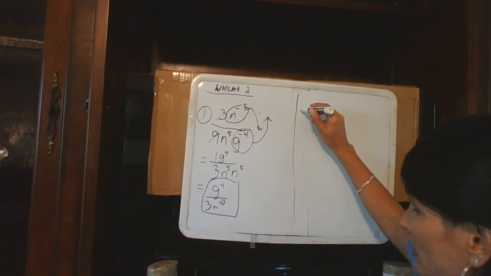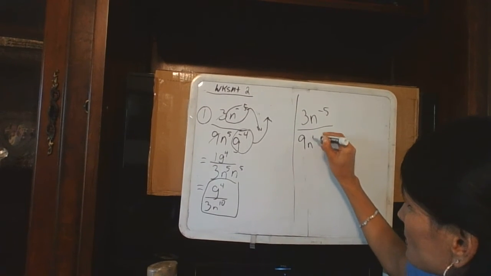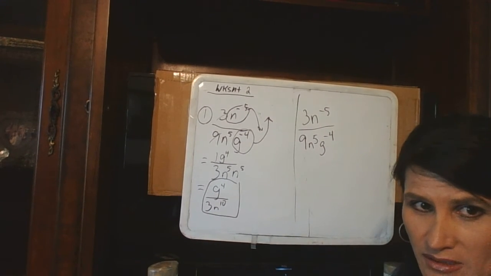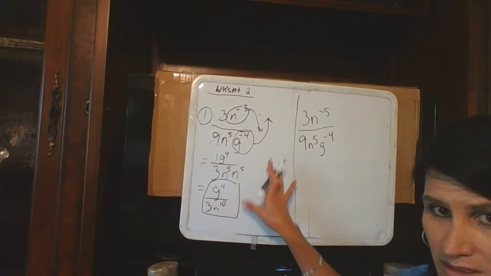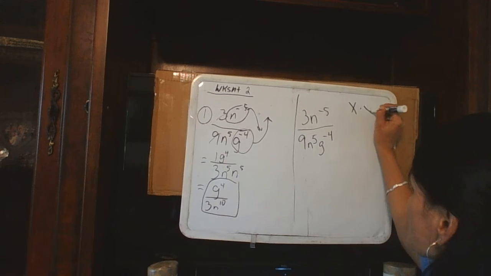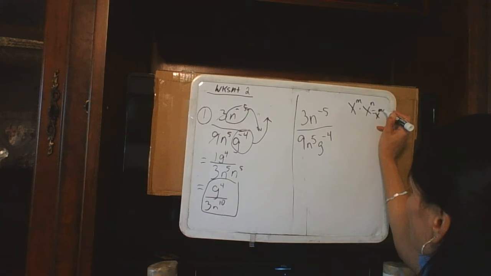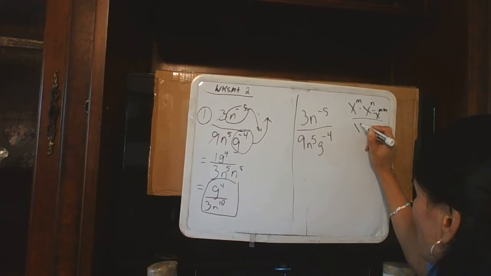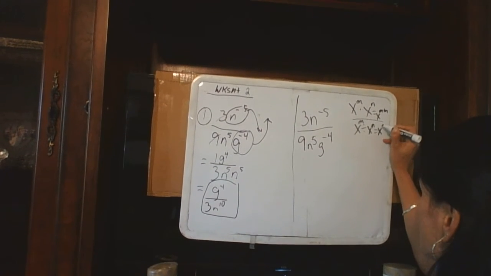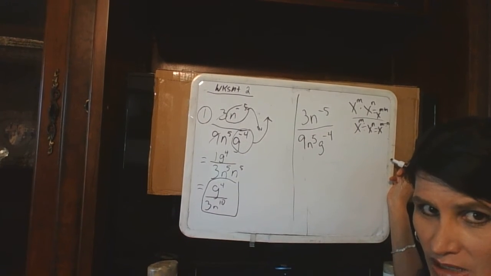Or you could do it this way. You could say 3n to the negative 5 over 9n to the 5th g to the negative 4th. For many of you, this is going to be confusing. This is why I don't suggest you do it. I think you should stick to the first way. But some of you may understand. If we go back to our rule, we know that x to the m times x to the n equals x to the m plus n. But if you're dividing x to the m divided by x to the n, then you say x to the m minus n. Again, please write those down so you have those rules.